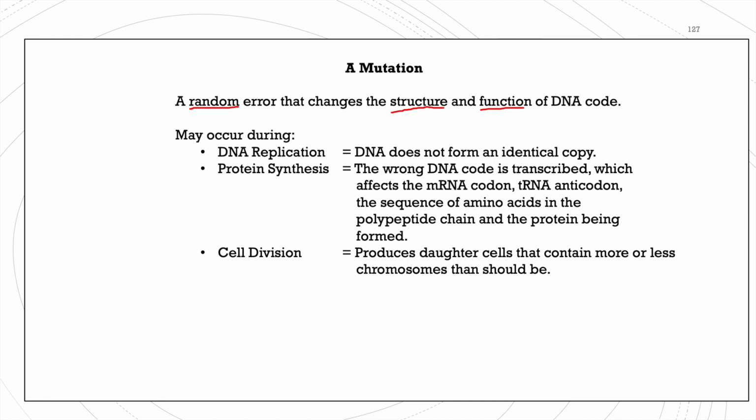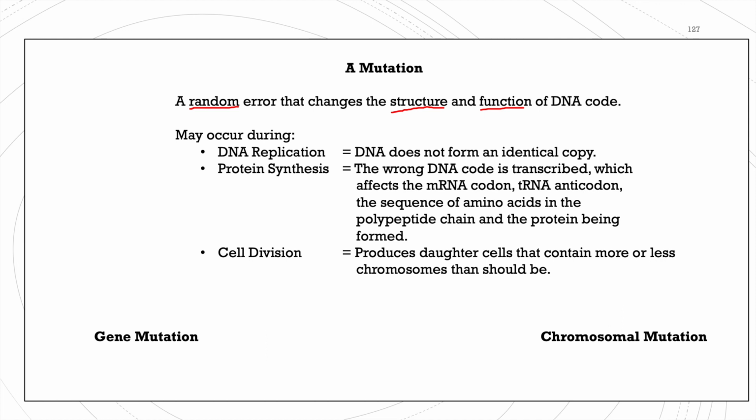Or a mutation can take place during cell division, where the mother cell produces daughter cells that contain more or fewer chromosomes than they should. Okay, so these are where the mutations or the errors may take place. It is not prescribed for you to know this. This is just pre-information that I'm giving you for context of this lesson. Okay, but what you are required to know are the two types of mutations.